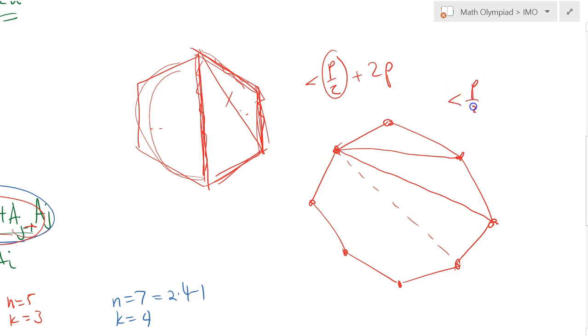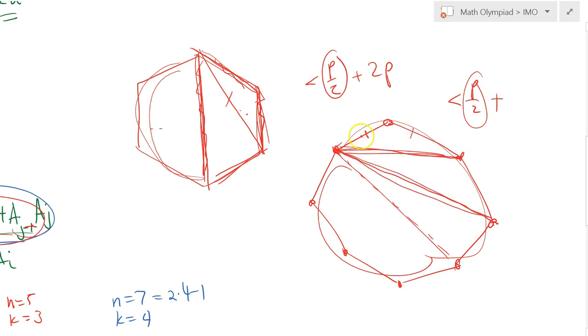So p over 2, because we will just pick one region, one half, the half which is shorter, less than half, plus, each edge is counted 2 times under this type of diagonals. Each edge is counted 3 times under this type of diagonals, right? So 2 plus 3 is 5. So it will become like 5p. But then the same ideas will hold.